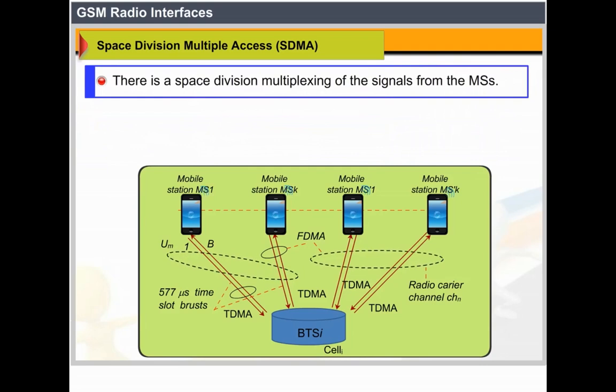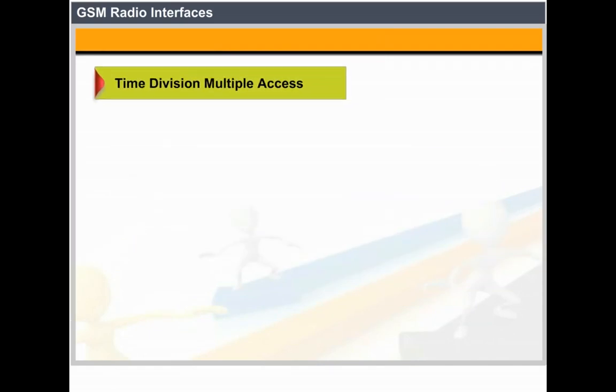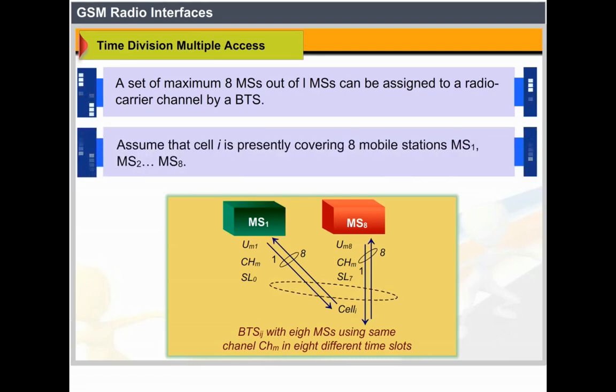There is space division multiplexing of the signals from the MSs. The figure shows SDMA from mobile stations in cell I and cell J using the same radio carrier channel CHM in the same time slot. Time Division Multiple Access: a set of a maximum of 8 MSs out of L MSs can be assigned a radio carrier channel by a BTS. Assume that cell I is presently covering 8 mobile stations, MS1, MS2 up to MS8.